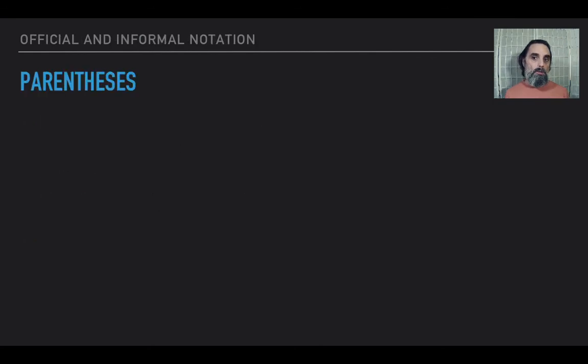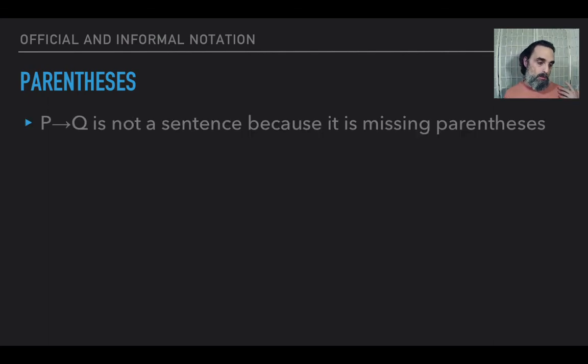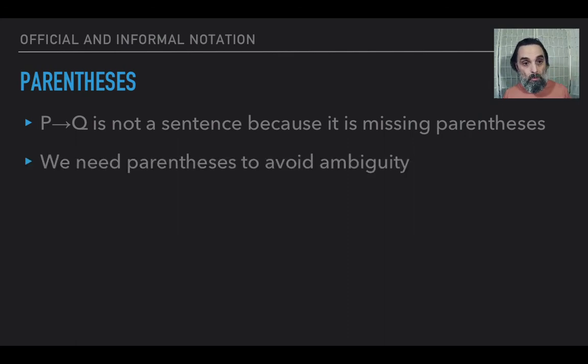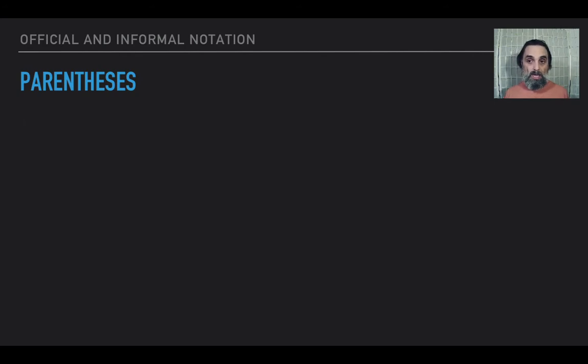Okay. Well, so we need to explain how we're going to work with parentheses, right? So it's not a sentence. Officially it is not a sentence because it's missing the parentheses. And as we said before, explained a little bit, why do we need parentheses? To avoid ambiguity. And we can see that when we look at the negation and the conditional.